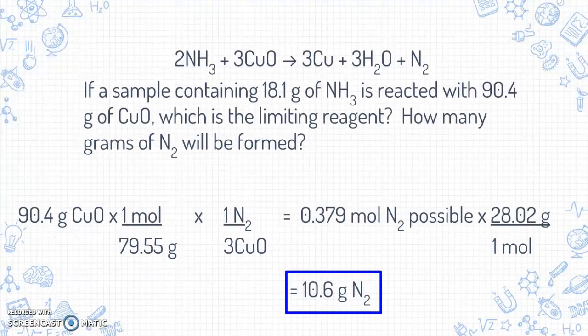So here are those same two steps, the 0.379 moles of nitrogen that we're using, and then we'll multiply that by the mole weight of nitrogen, 28.02. And so in this problem, the 10.6 grams is our final answer of nitrogen that would be formed.